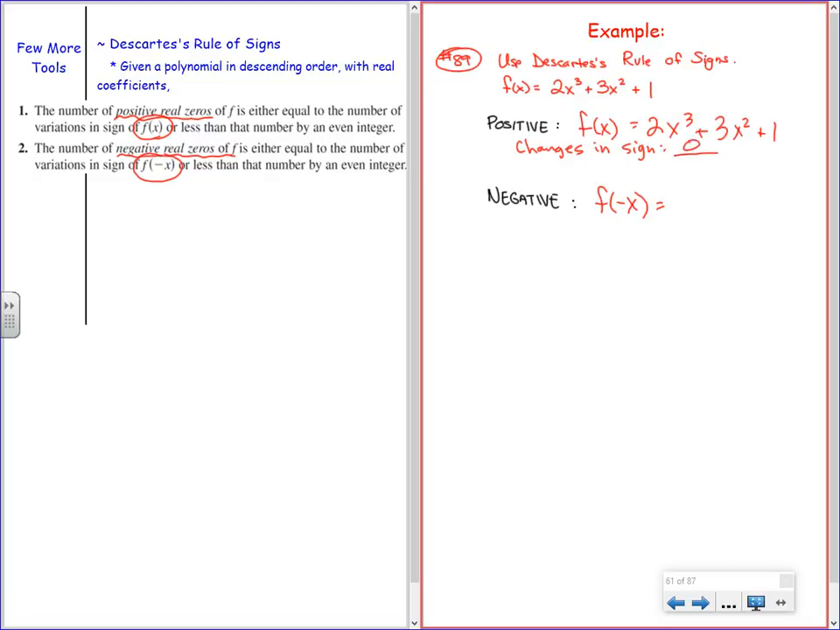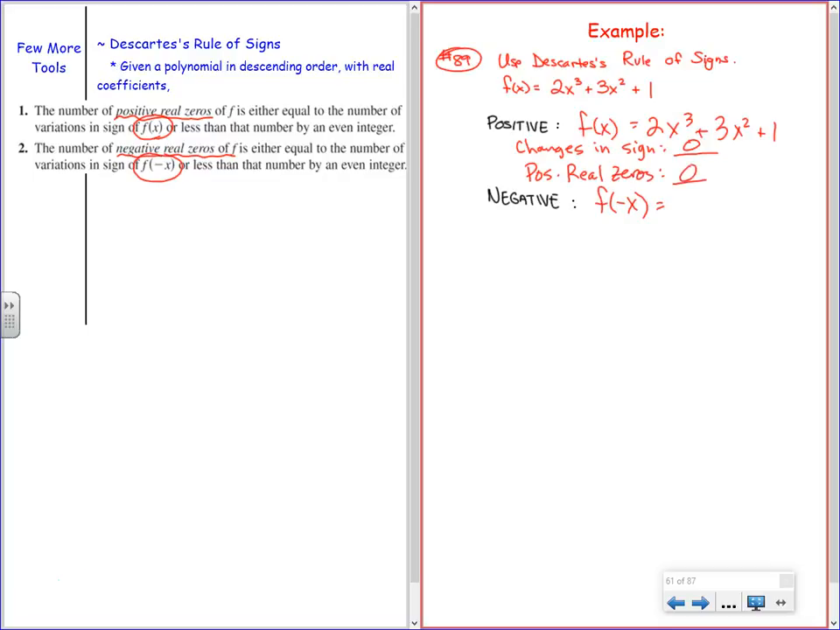So how many positive zeros can there be? 0 or less than that by an even number. 0 or 0 minus 2 or 0 minus 2. Can you have negative 2 zeros? Like that many zeros? Doesn't make sense. So how many positive real zeros are there? Oh, look, no changes in sign, 0.